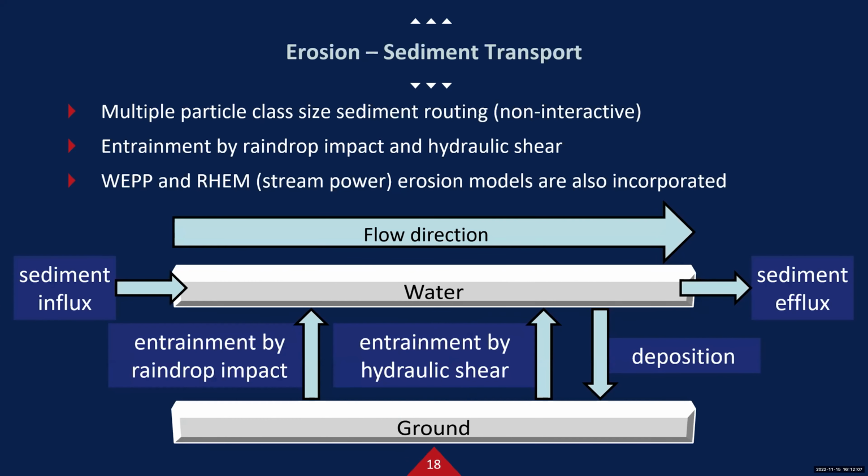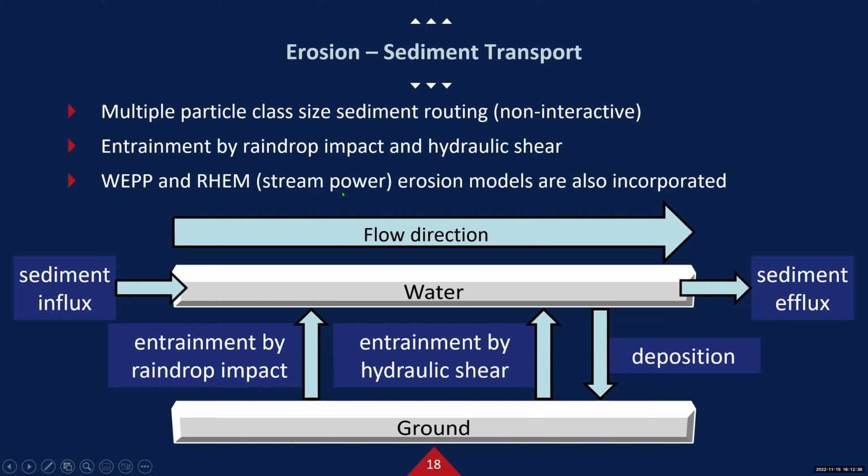In terms of sediment transport, the older representation we have can use up to 5 particle class sizes. And again, the particle class sizes are non-interactive. It can look at entrainment by raindrop impact and hydraulic shear. The wet model is formulated this way. The RHEM model uses a stream power formulation. And again, that is also incorporated.